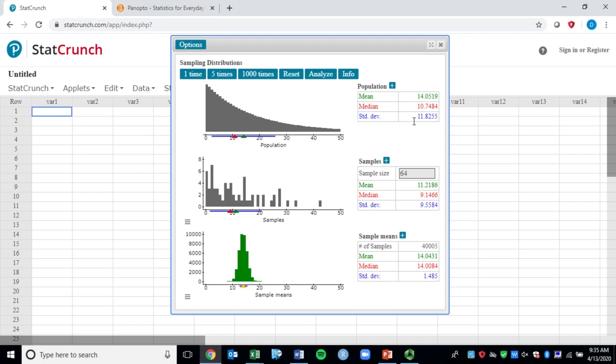Next thing, let's get our calculators back out. Let's put in there sigma of 11.8255, and we'll divide that by the square root of 64, which is 8, right? I'll go ahead and put that in there. I got here 1.48, rounded to two decimal places. Actually it's 1.49 rounded to two decimal places, but pretty darn close, right?